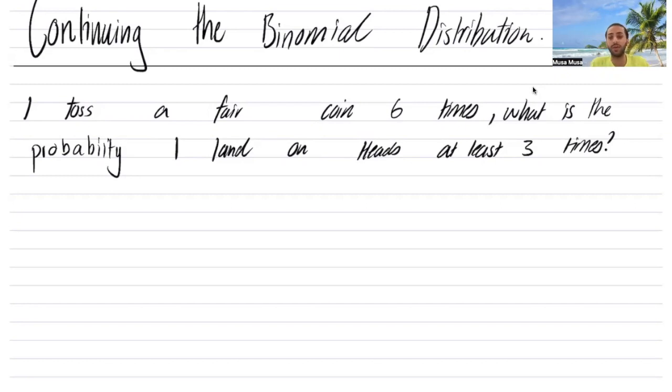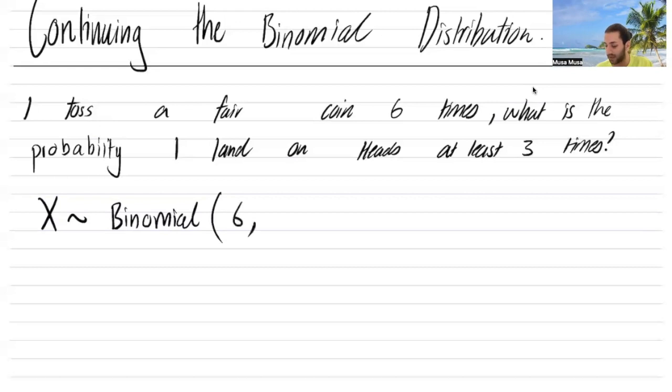I toss a fair coin 6 times. What is the probability I land on heads at least 3 times? Okay, so if we make x the random variable and it's modeled by a binomial. Now I know it's a binomial because there's only 2 options, either heads or tails, and they have complementary probabilities. N is the number of times I'm tossing the coin, which is 6. And the probability of a success in each Bernoulli trial is a half, because the probability that I land on heads is a half.